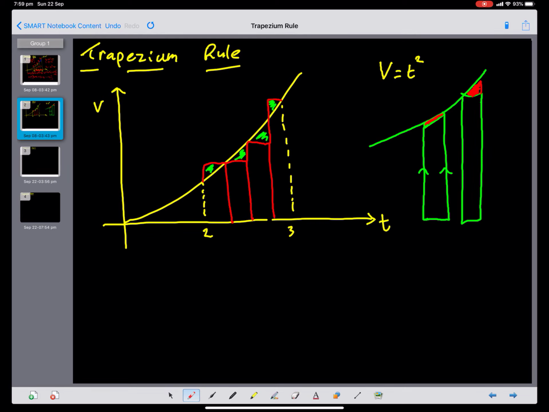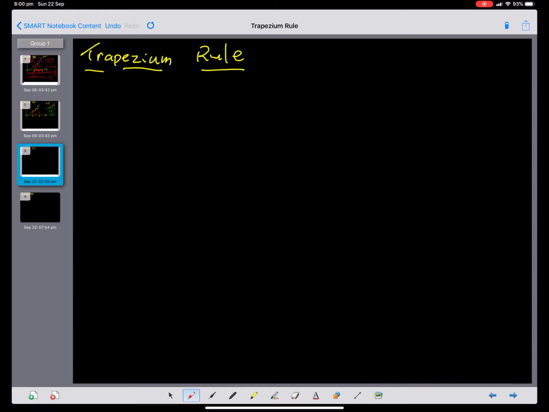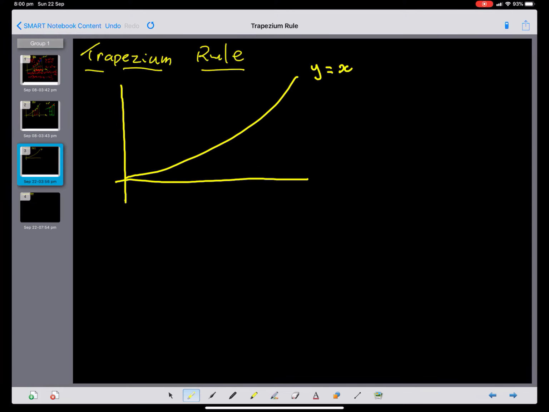So let's have a look at deriving the formula which we saw on the first page. Let's consider a familiar graph, which is y equals x squared. And let's consider 2 points, A and B, on the x-axis, with the y-axis. And let's split this up into 4 trapeziums: 1, 2, 3, 4.